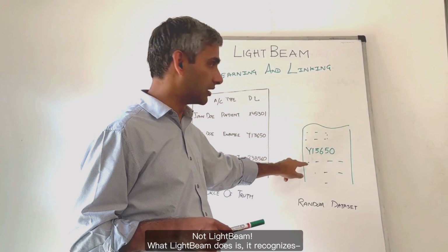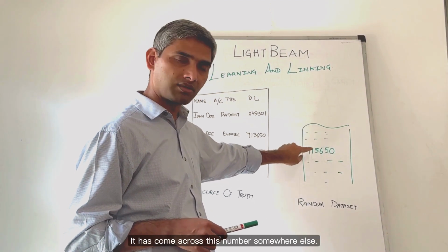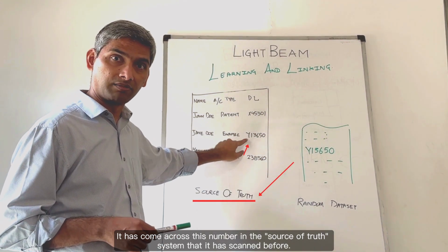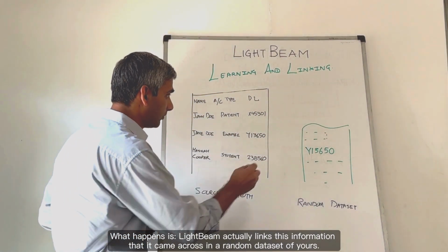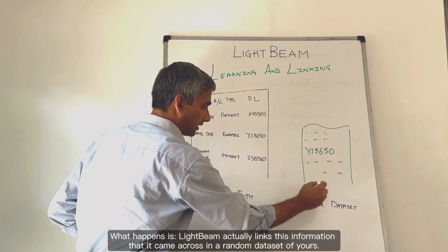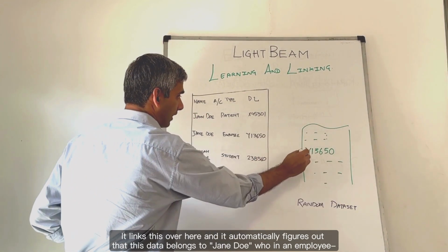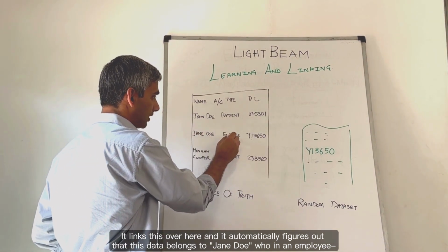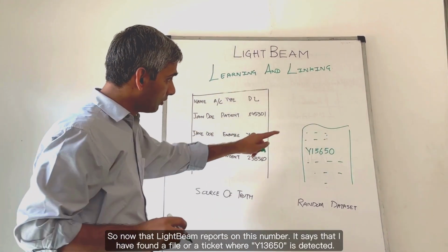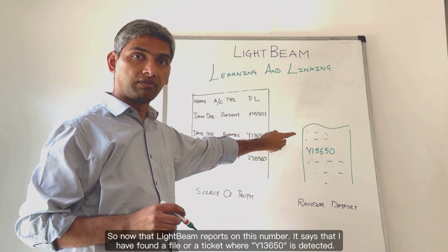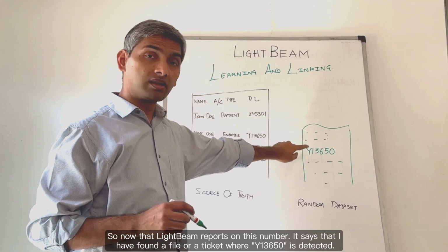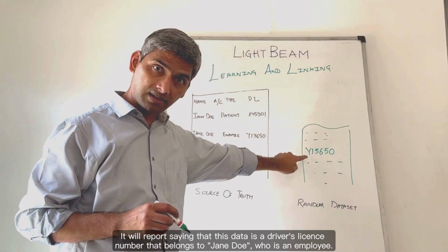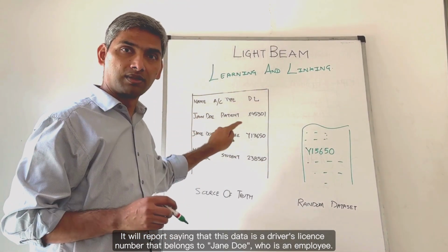Not Lightbeam. What Lightbeam does is recognize that it has come across this number somewhere else. It has come across this number in the source of truth system that it has scanned before. Lightbeam links this information that it came across in a random data set of yours to the source of truth, and it automatically figures out that this data belongs to Jane Doe, who is an employee within your system. So now when Lightbeam reports on this number, it says that I have found a file or a ticket where Y13650 was detected. It will report that this data is actually a driver's license number that belongs to Jane Doe, who is an employee within your system.